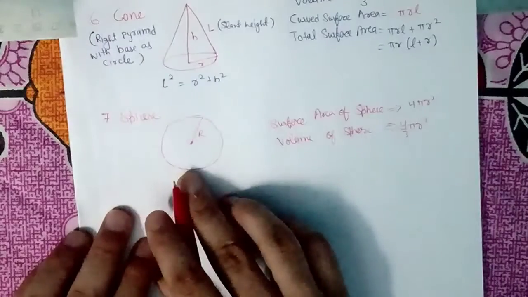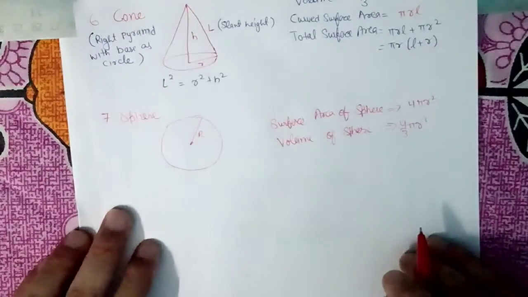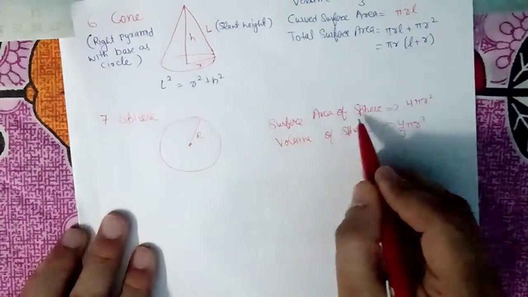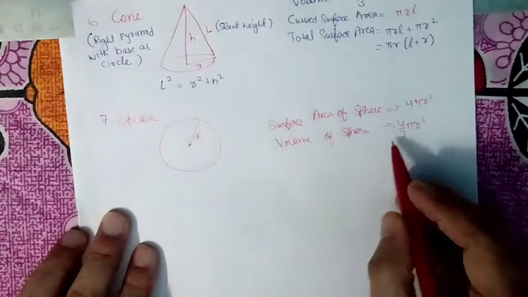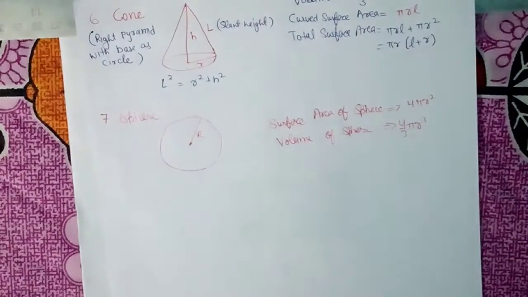We have the sphere. A ball is a type of sphere. The surface area of the sphere will be equal to 4 pi r square, and the volume of the sphere will be equal to 4 by 3 pi r cube.